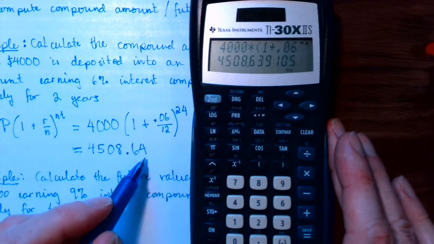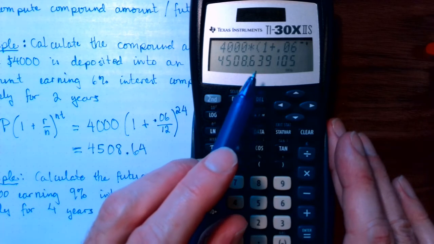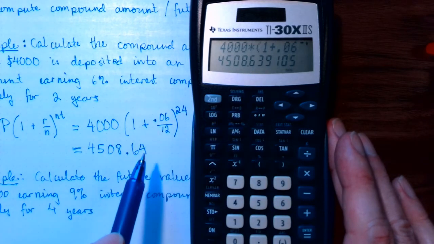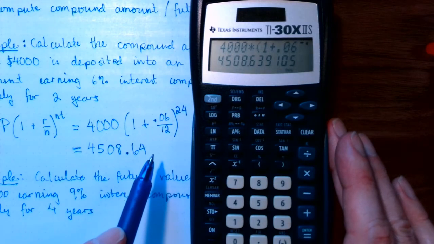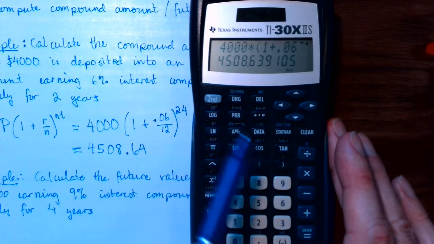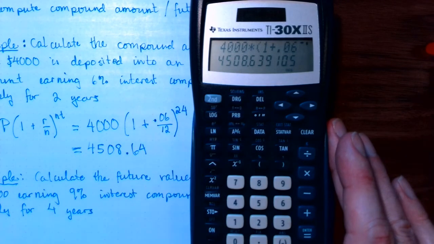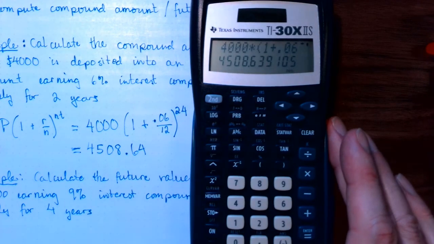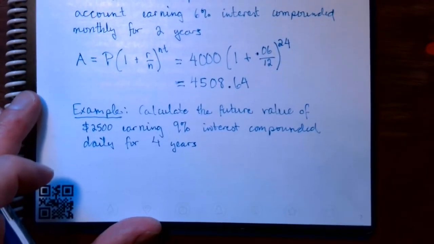4508.64. Notice that I rounded to 2 decimal places. We're dealing with money, and the smallest amount of money that we can have is a penny. So we don't want to carry anything past that second decimal place. Notice also, I didn't do any rounding at the beginning. I rounded at the very end. Make sure that when you're doing these compound interest problems, you wait until the end to do any rounding.